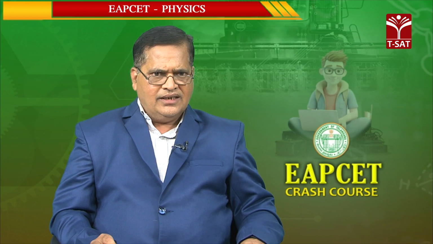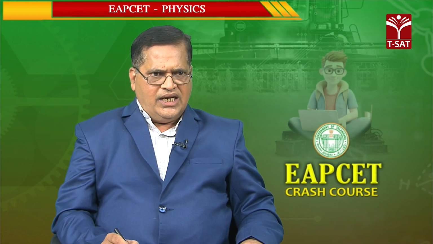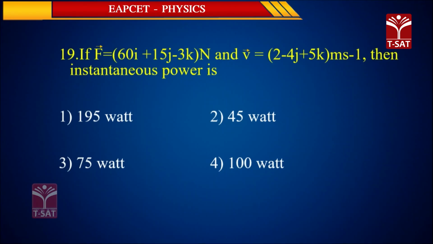Next, see that if F bar is equal to 60I plus 15J minus 3K Newton and V bar is equal to, children, here you observe, 2I cap minus 4J plus 5K meter per second, then the instantaneous power. What is the instantaneous power formula, children? Power P is equal to F bar dot V bar. Okay, directly you calculate 60 into 2.